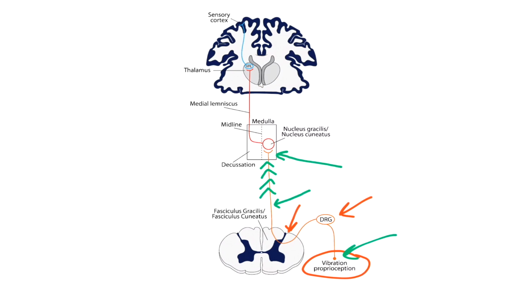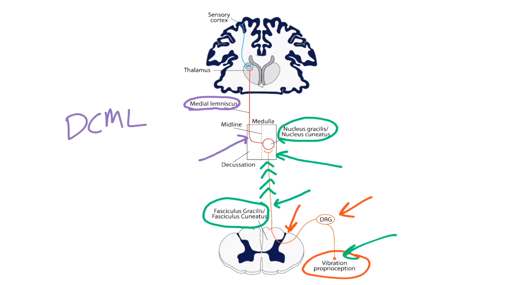Then we have the synapse in the medulla, the ipsilateral side. There's a nucleus gracilis or nucleus cuneatus, and what nucleus the nerve will synapse to depends entirely upon which pathway it used, the fasciculus gracilis or cuneatus. From here, this second neuron decussates within the medulla and travels up using the medial lemniscus. And the only thing you need to know about the medial lemniscus is that it's the latter portion of the DCML, and it's just this pathway. So think of it as the pathway from the medulla to the thalamus, so essentially the second neuron.